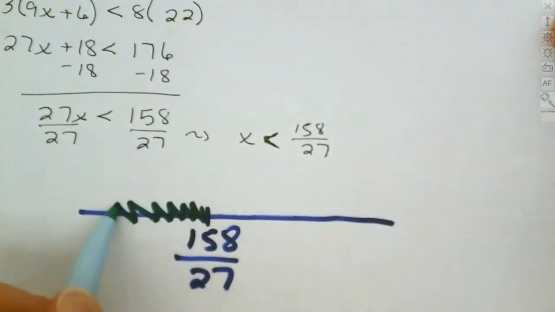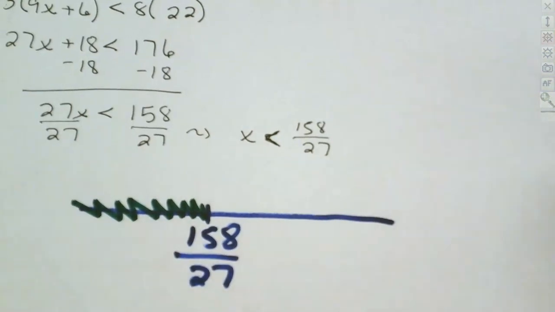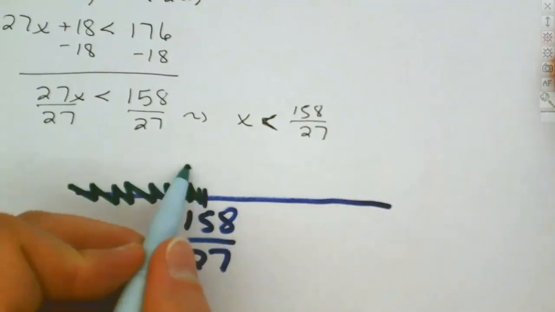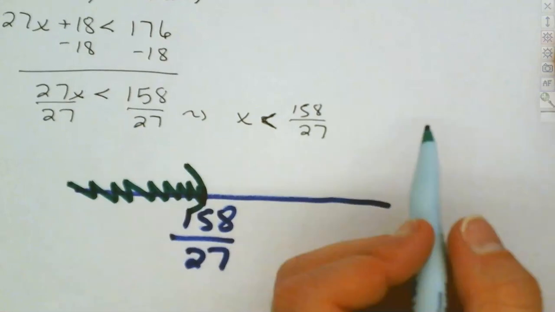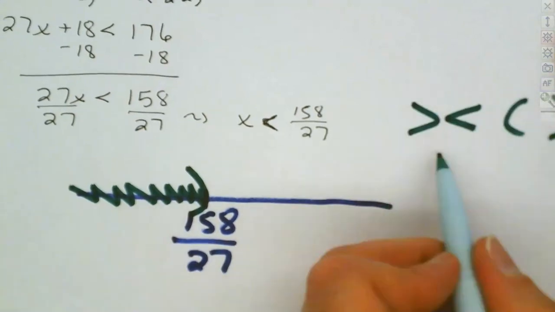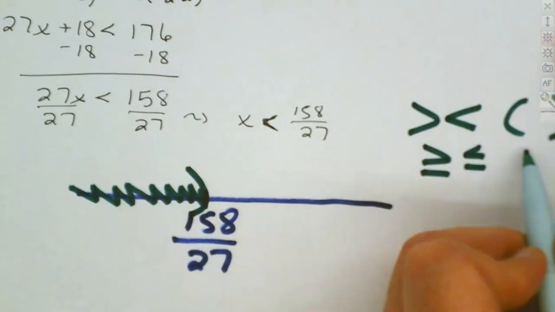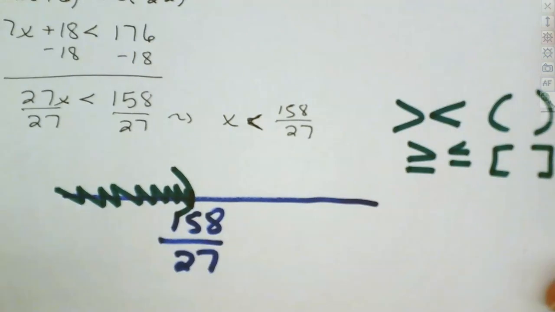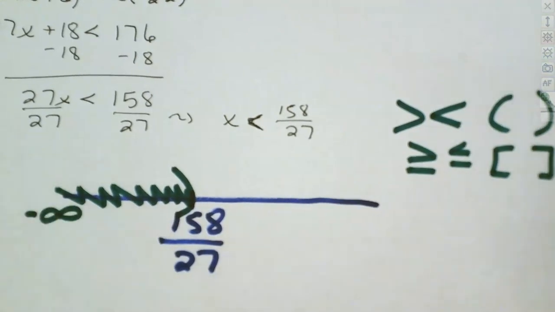Now, do we use a bracket or parentheses here? Which one? Can someone tell me? Bracket or parentheses? Parentheses, okay? Make sure you know that. Why do we use parentheses? Because strictly less than, strictly greater than, those get parentheses. Greater than or equal to, less than or equal to, those are going to get our brackets, right? So remember that. And if it goes back to the left, it goes back to negative infinity.